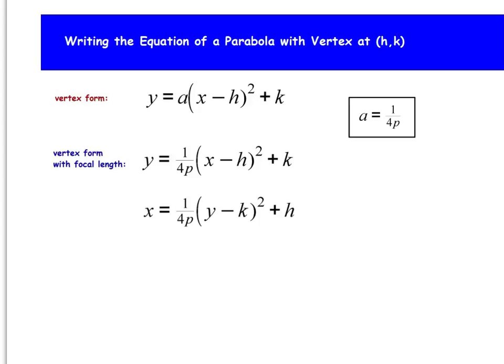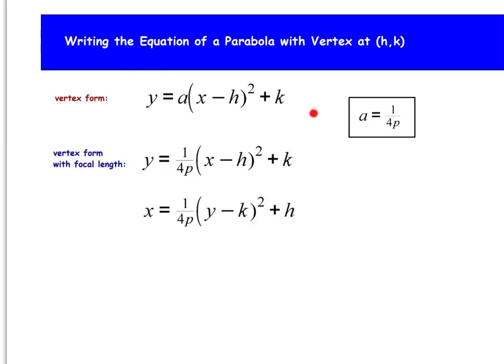Welcome to part 2 of lesson 4.2, writing the equation of a parabola. In the previous lesson, the vertex was at the origin. Now we're going to look at when the vertex is at a different point that we're going to call h, k. You should be already familiar with our vertex form of a parabola.